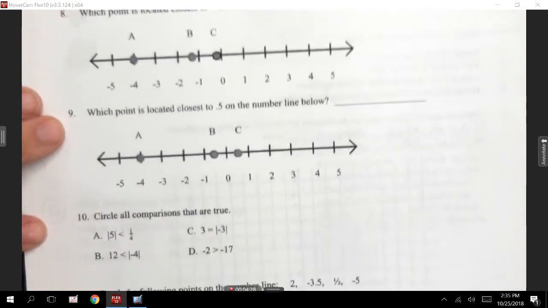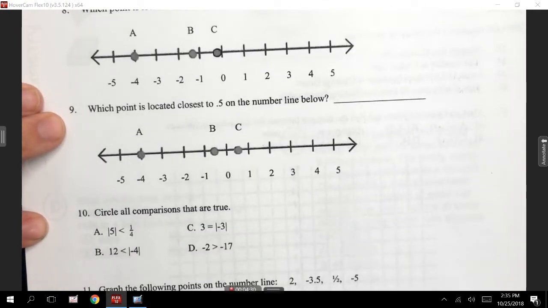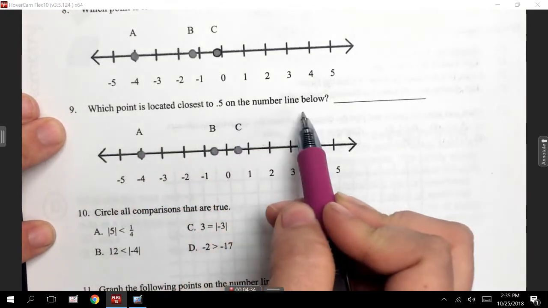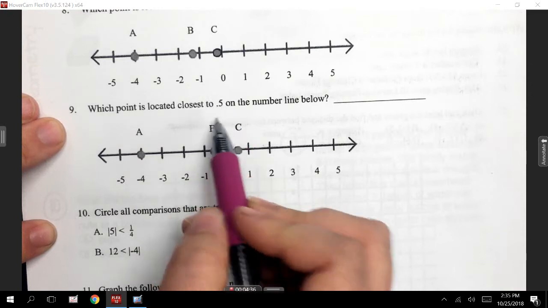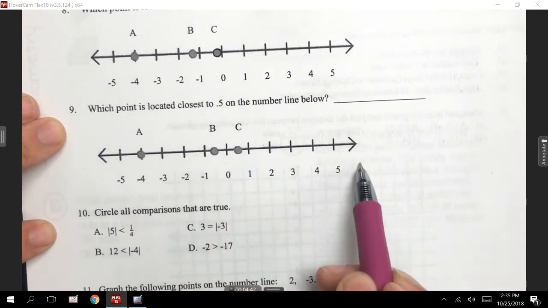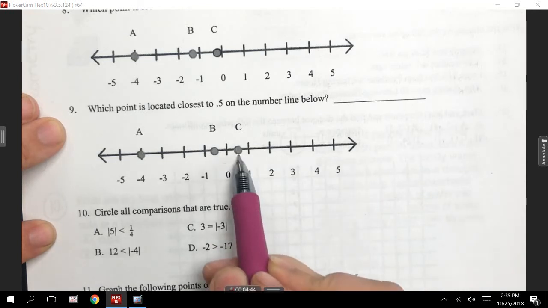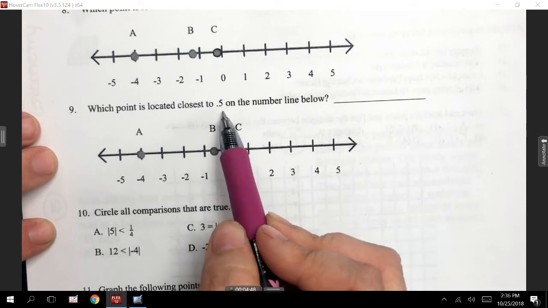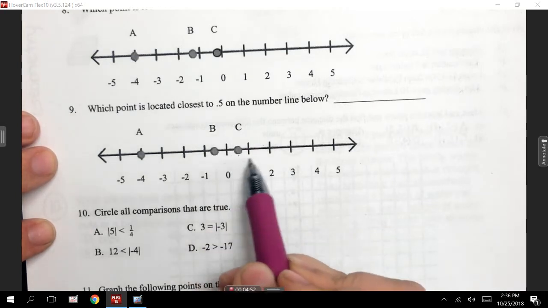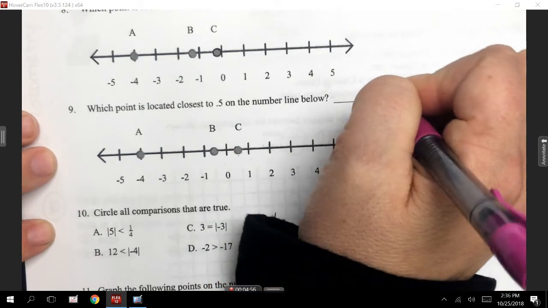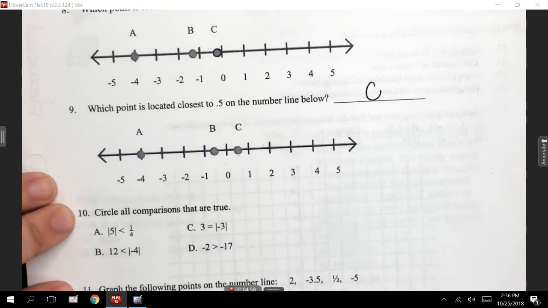Number 9. Number 9 says a point that is located closest to 0.5 on the number line. Guys, this is positive. And if you'll look, the only option that's even a positive number is C, and it is located between 0 and 1. 0.5, has that even made it to a whole number? Yet again, no. So that should be between 0 and 1 on the positive side. So again, we're looking for C.